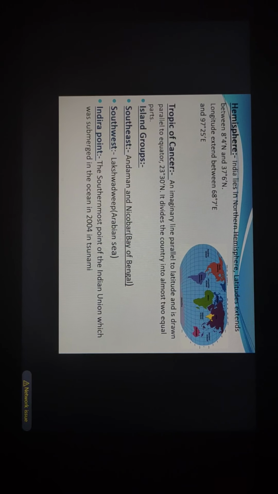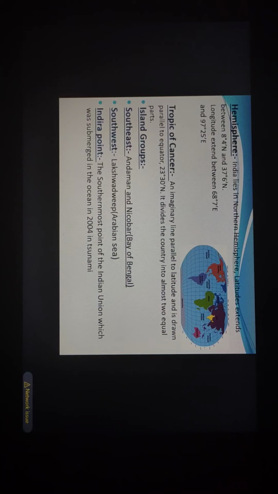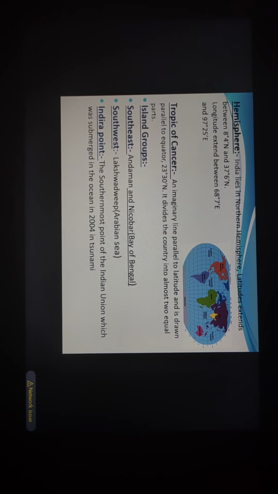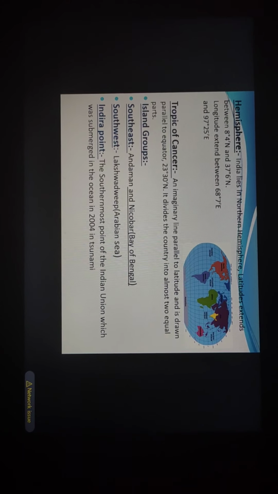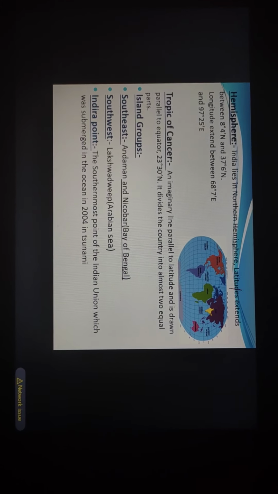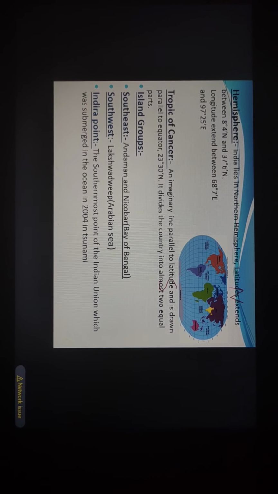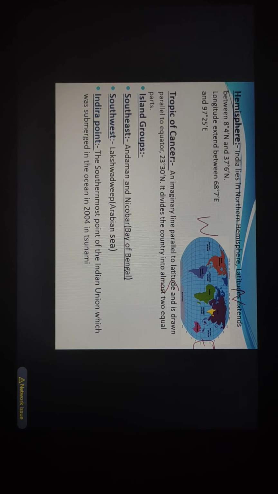Next here, hemisphere. Now, this world map is given here. What is this hemisphere? Just see. India lies in the northern hemisphere. All of you know that each map has 4 directions: north, south, towards your right east, and towards your left west.